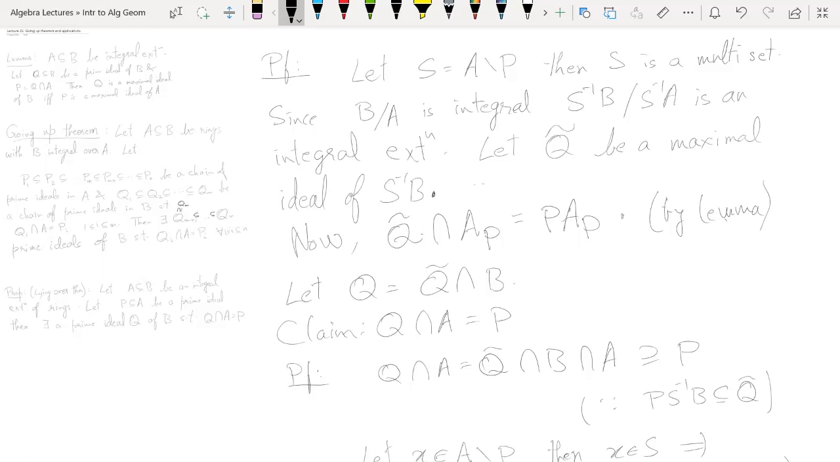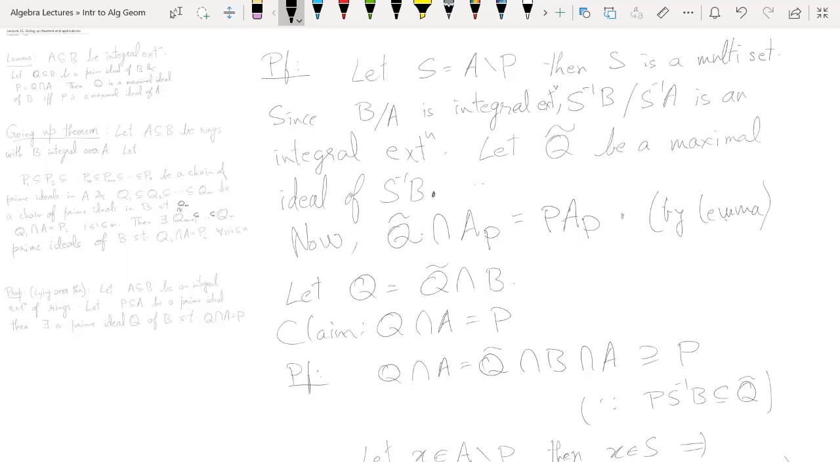And S is not only contained in A, but it's also contained in B, because B is a bigger ring than A. But a multiplicative set has nothing to do with what the ambient ring looks like. So S is a multiplicative set in both A and B. And since B over A is an integral extension, S inverse B is an integral extension of S inverse A.